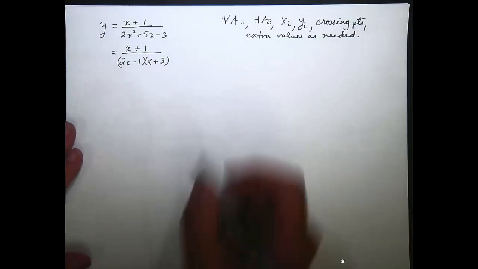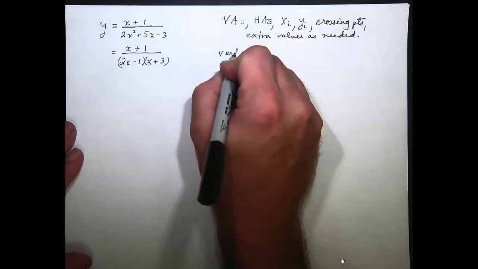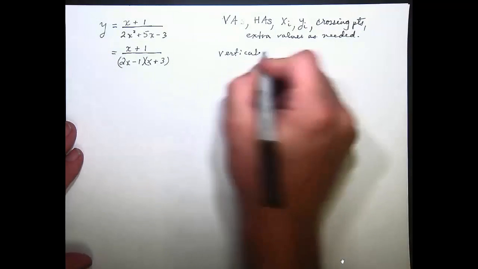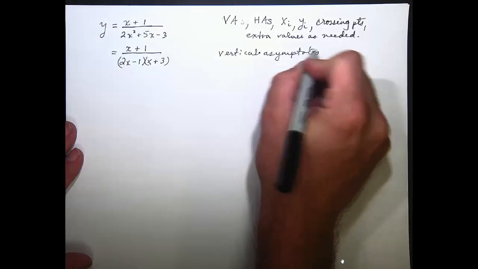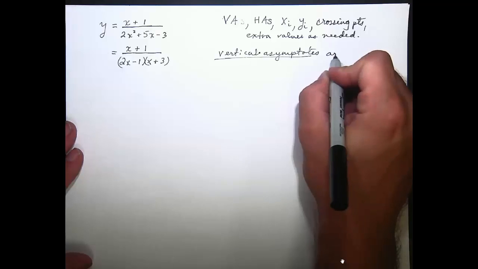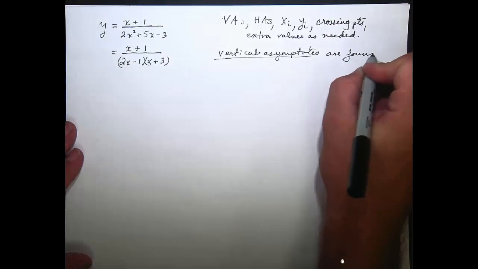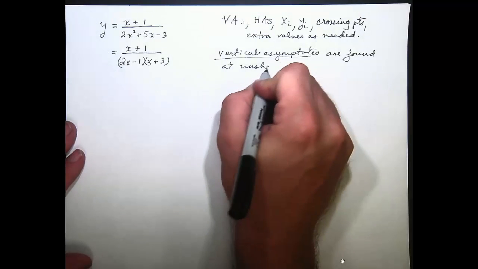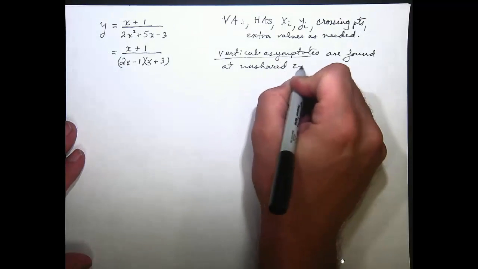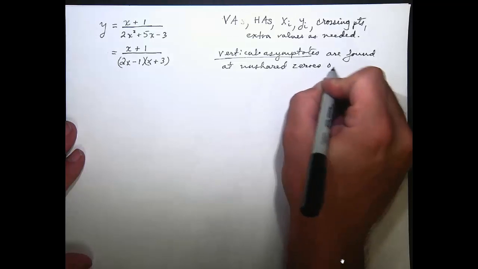The vertical asymptotes, I said asymptotes, I apologize. The vertical asymptotes are found at unshared zeros of the denominator.